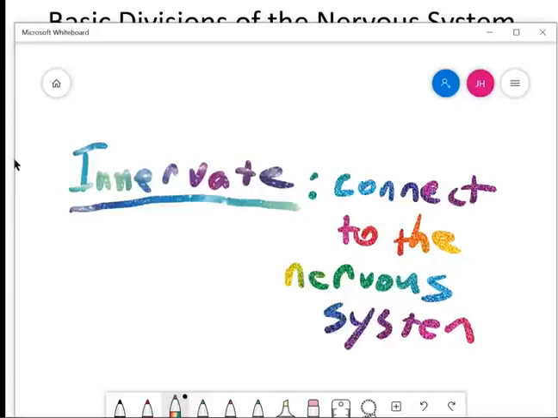definition and write central. Oh dear. My bad. Let's try that again. Central nervous system. That's what I meant when I said innervate connects to the nervous system. It connects to the central nervous system. I apologize for the confusion, but this is a good definition of what it means to innervate.